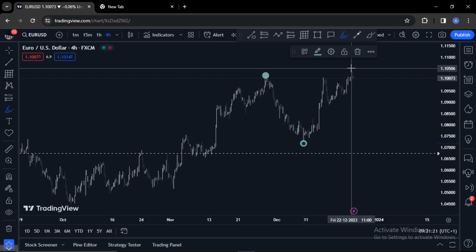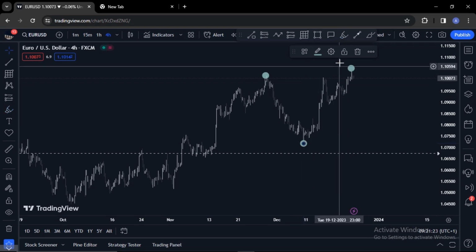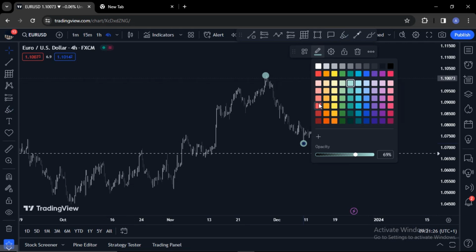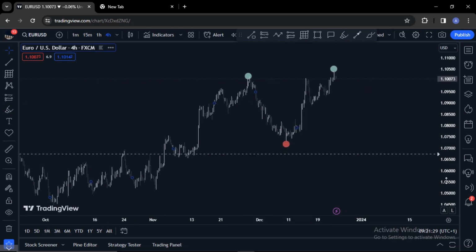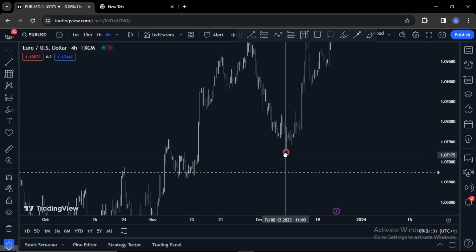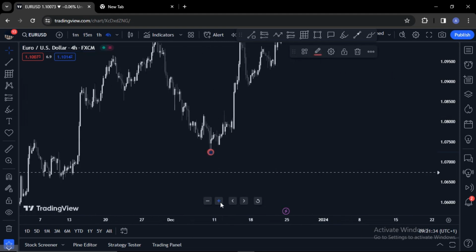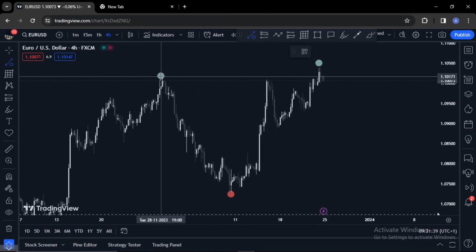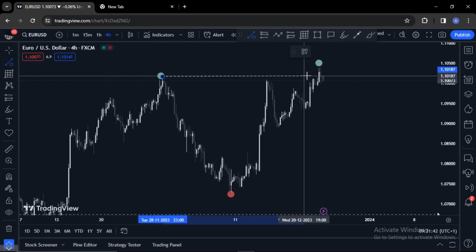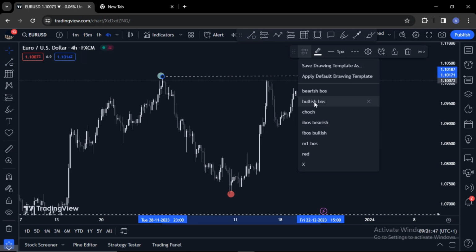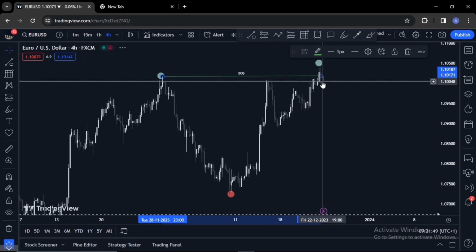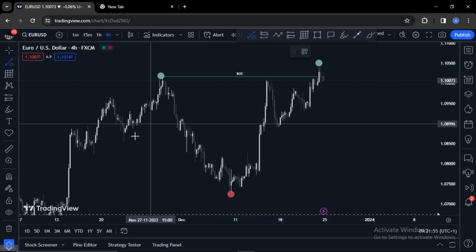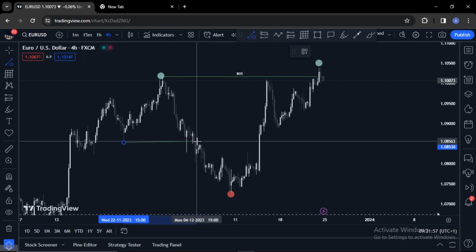And then this is not the high. So let me just make this red. It's a very clean one. So this is not a BOS. In case you don't spot it, I'm going to just draw this right here. Bullish BOS, and then here is a bearish BOS.